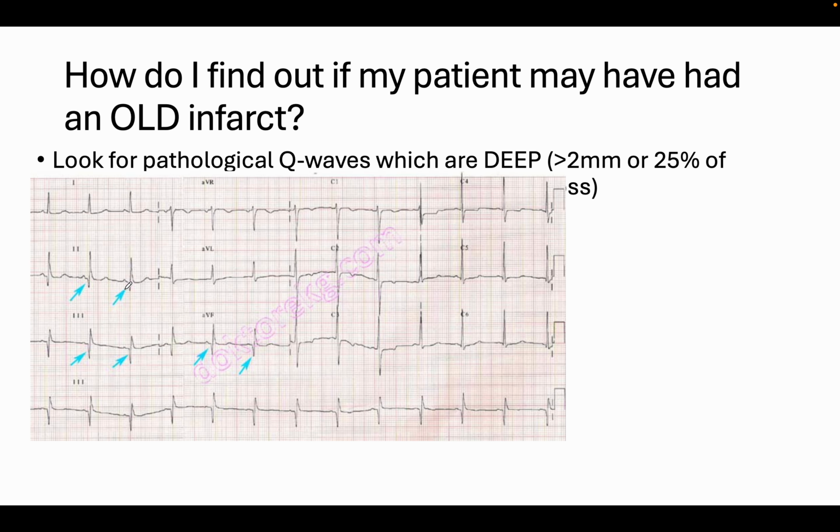So here's an example of Q waves in the inferior myocardial territory. You can see that these are quite deep. This is practically 50% of the QRS, and you usually find them in the myocardial territory where there's been an injury. In this case, these are inferior leads, so this is suggestive of an old inferior myocardial infarction.